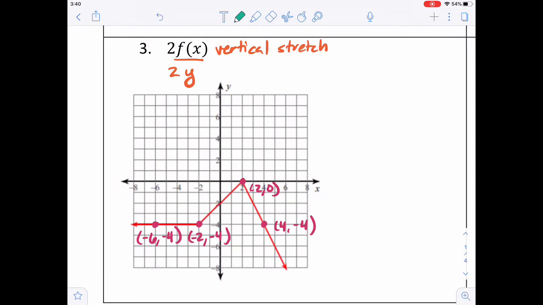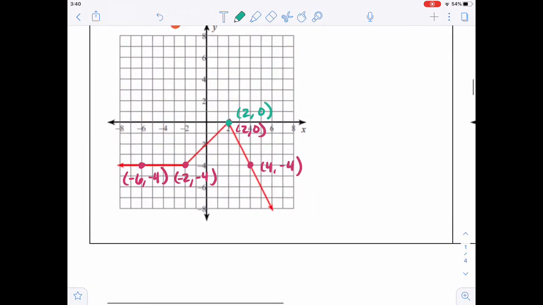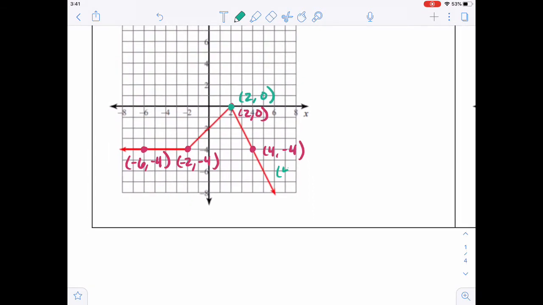So interestingly, this guy stays the same, because it's 2, 0. 0 times 2 is 2. So here we have to change, this is going to be 4, -8, because we've got to multiply that by 2, and so that brings this point all the way down to here.